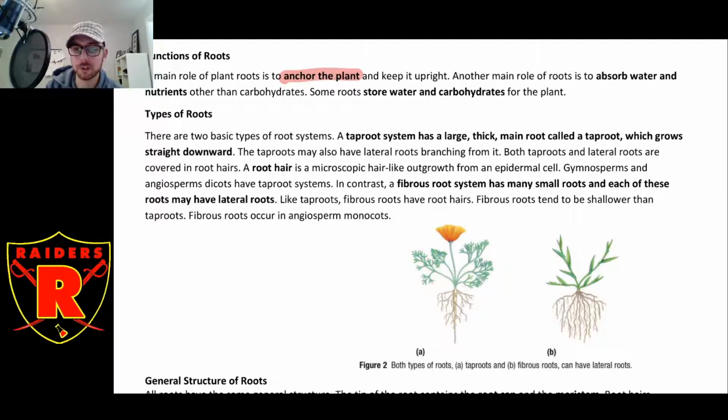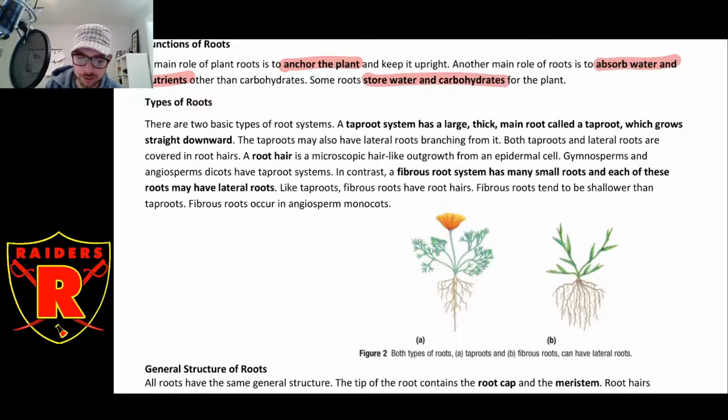is important, especially if you've got a really big tree. You gotta keep that thing upright. There's a lot of wind and stress that's pushing on the plant to try and knock it over. And they're absorbing water and nutrients from the soil. And they have a storage function. Again, we mentioned all these things.